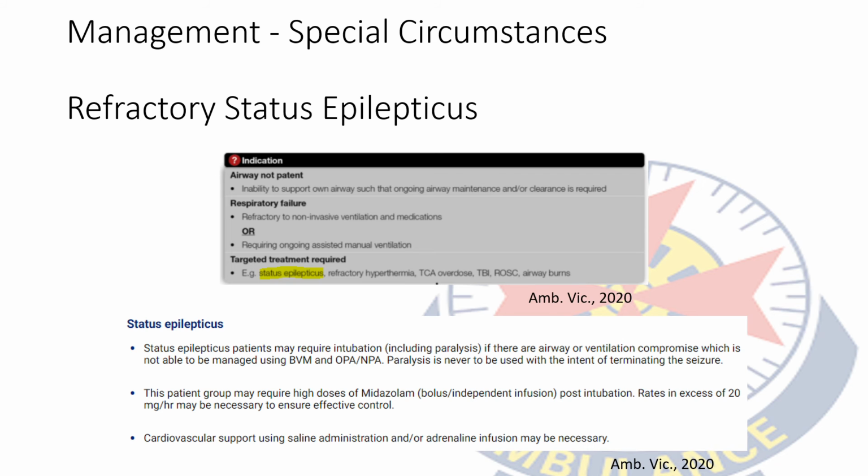On the slide, we are looking at the indication for rapid sequence induction by MICA paramedics. I've highlighted the targeted treatment section stating status epilepticus is an indication for rapid sequence induction. These patients are high risk for airway compromise requiring regular suctioning, and as mentioned in Tintinalli, bag valve mask ventilation will likely be ineffective with a tonic-clonic seizing patient.